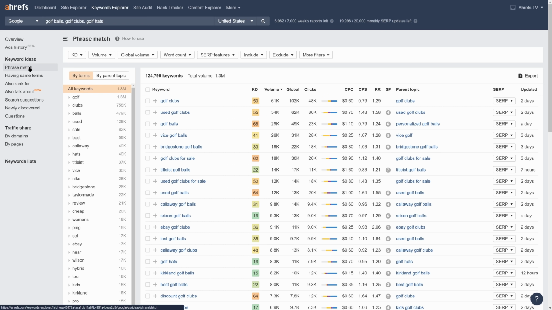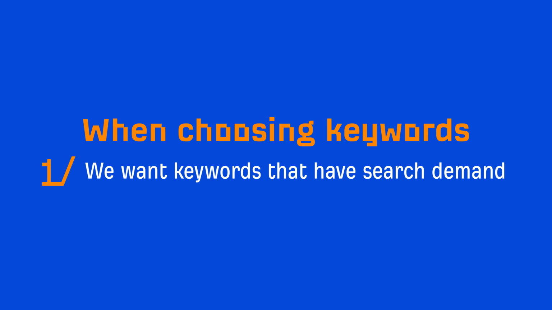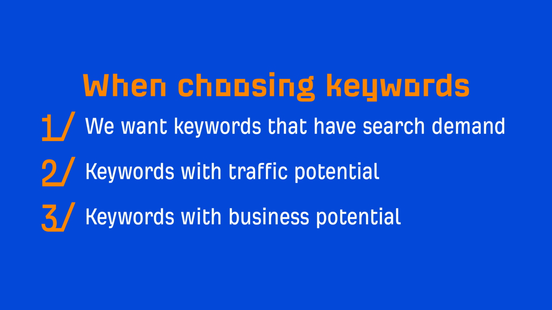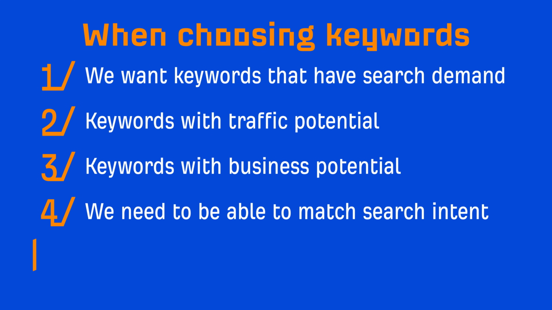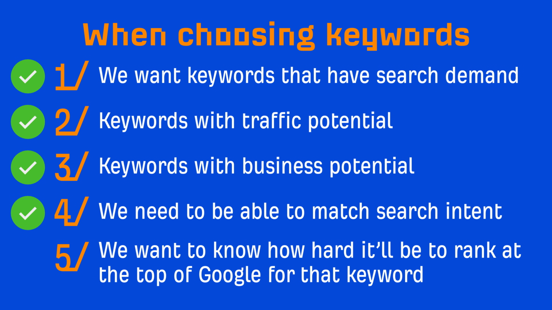So before we continue, let's take a second and revisit the 5-point checklist from the first lesson in this module. Again, the 5 things we're looking for when it comes to choosing keywords are: 1. We want keywords that have search demand. 2. Keywords with traffic potential. 3. Keywords with business potential. 4. We need to be able to match search intent. And 5. We want to know how hard it'll be to rank at the top of Google for that keyword. So when we're generating keyword ideas, we'll be able to check off the first 4 points. As for the 5th, we'll tackle that in the next lesson.